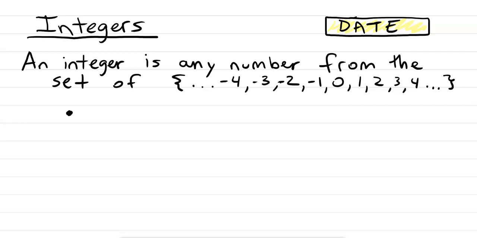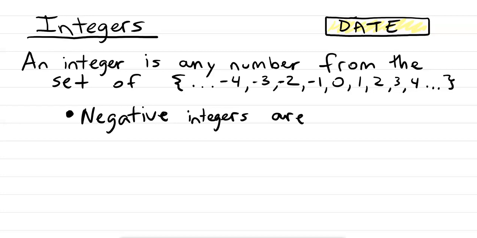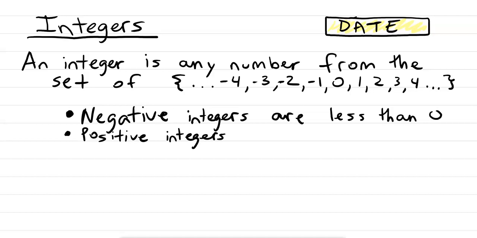So negative integers are less than 0. So all the numbers to the left of 0 on a number line are negative integers. Positive integers are greater than 0.